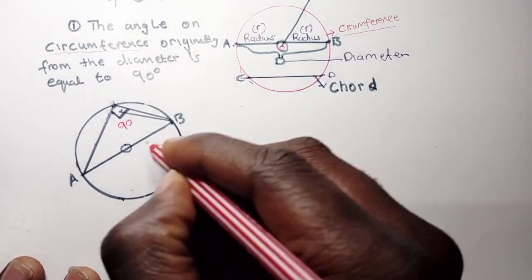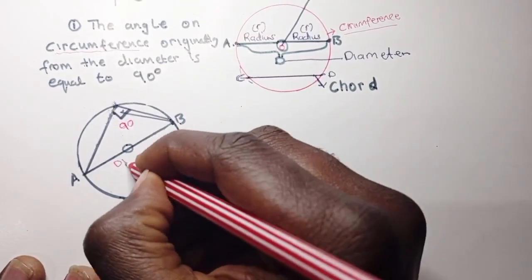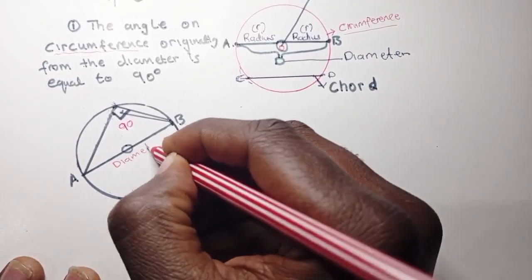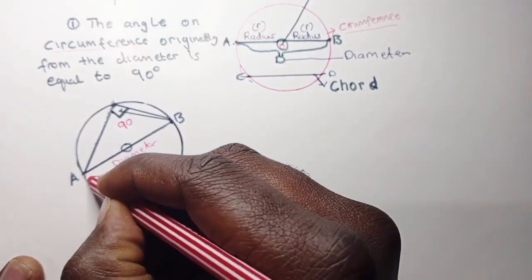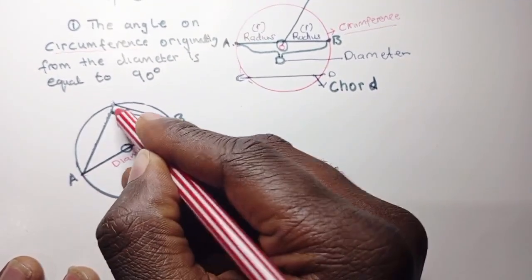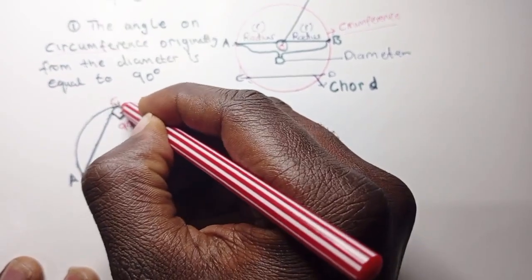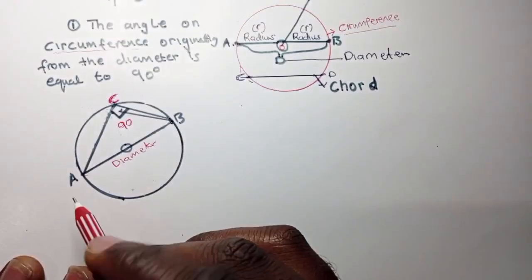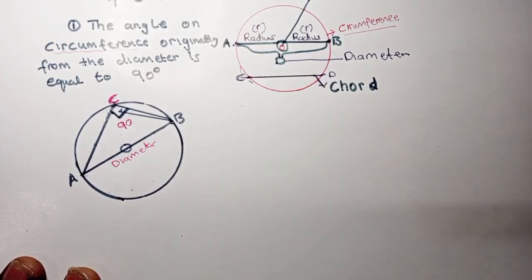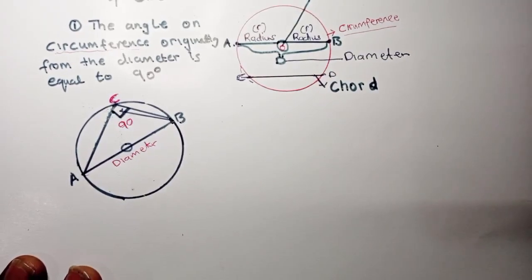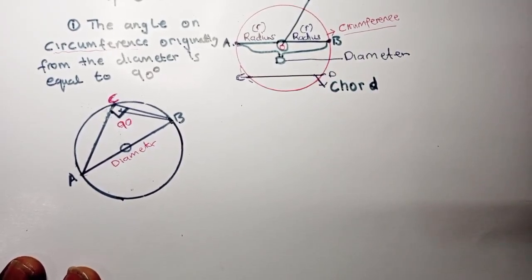So you should always remember this being the diameter. It is now the origin for this angle C. Okay, we call it angle C. It is now the origin of the angle at C.